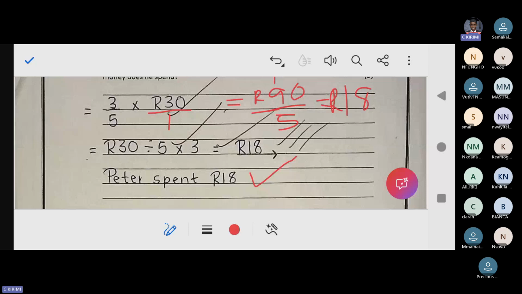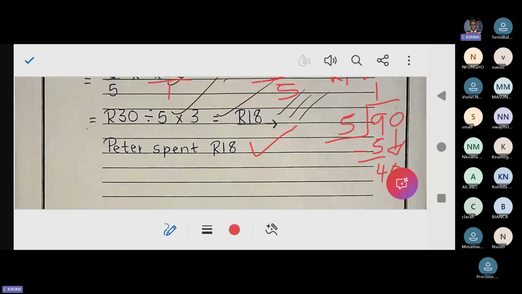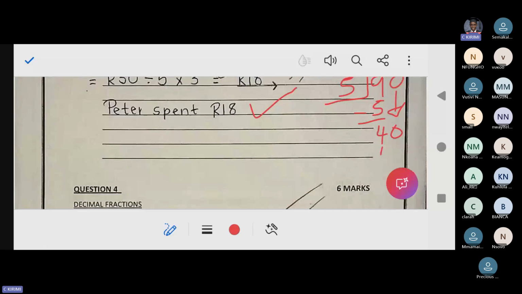So use the method of numerator times numerator, denominator times denominator. You always get your answer correct. Then you use the division method. If you want to use the long division method, still fine, 90 rands. Then you divide by 5. 5 goes into 9 once. 1 times 5, that's 5. Then from there, you subtract, you get a 4. You bring down the 0. Then 5 goes into 40. How many times? That's 8. 8 times 5, that's 40. Then you arrive at the answer, the remainder is 0, then you stop.